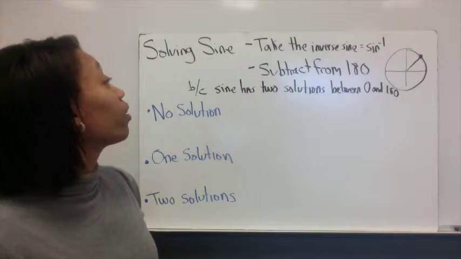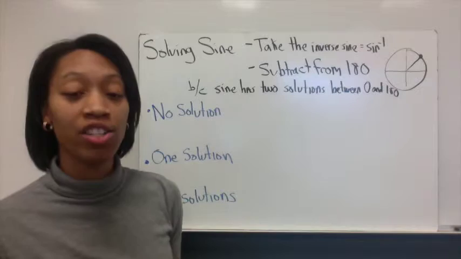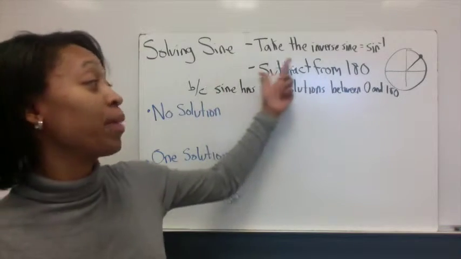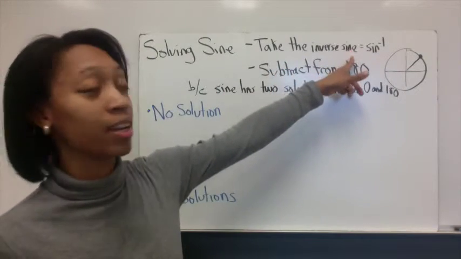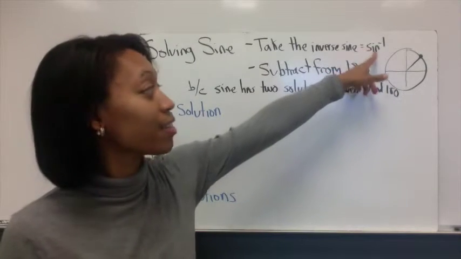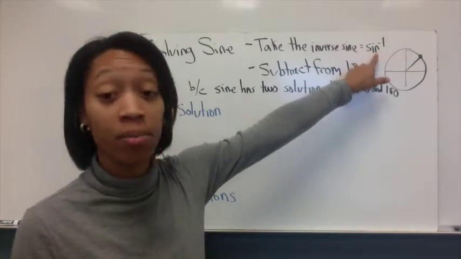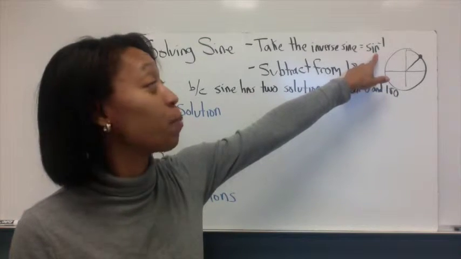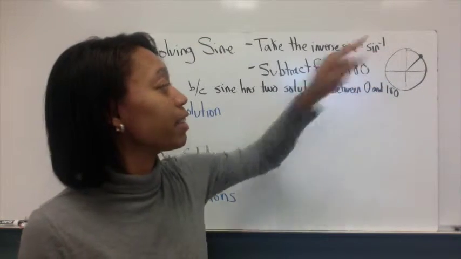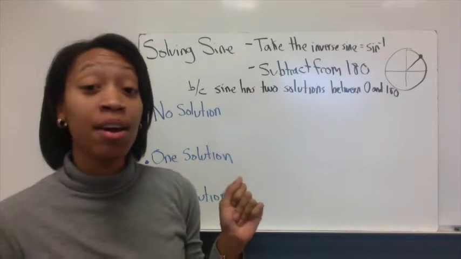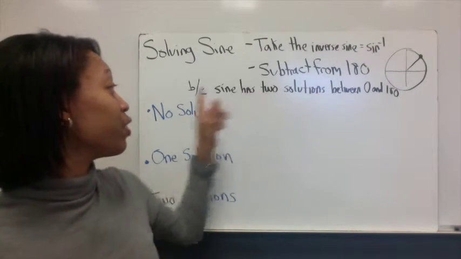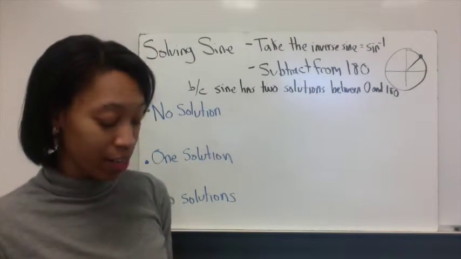how to solve from here. All right, when we're solving equations that have sine, the first thing that we had to do was we had to take the inverse sine. And the inverse sine was that sine with the little -1, right? So that -1 means inverse. It doesn't mean up to a power of -1. So we take the inverse sine. And then we had to subtract from 180 degrees because the sine has two answers.